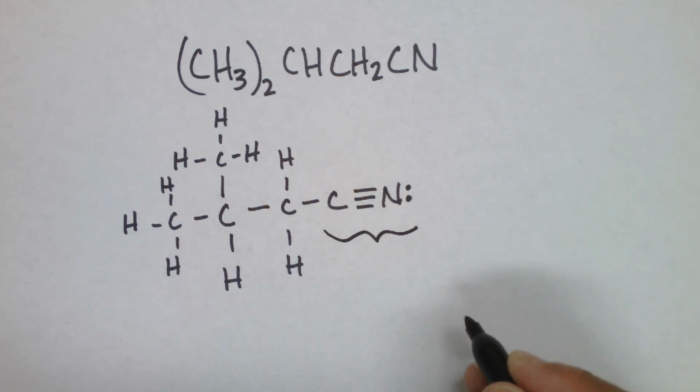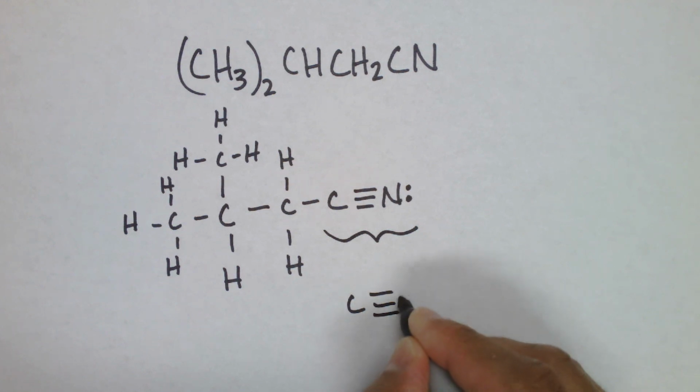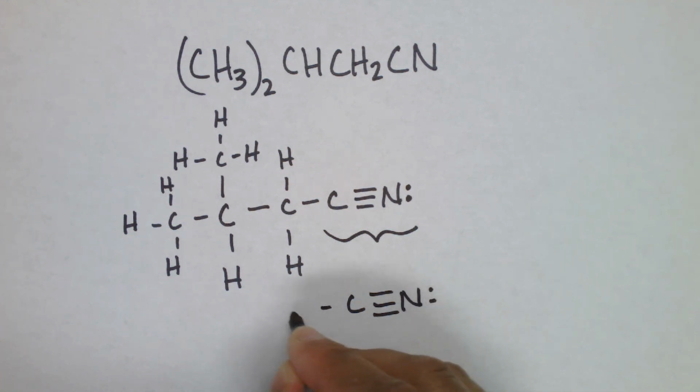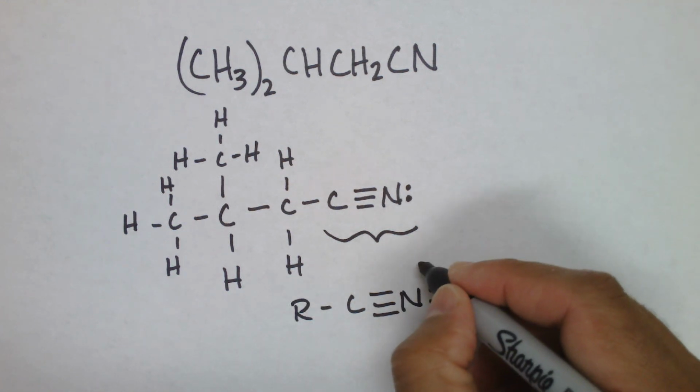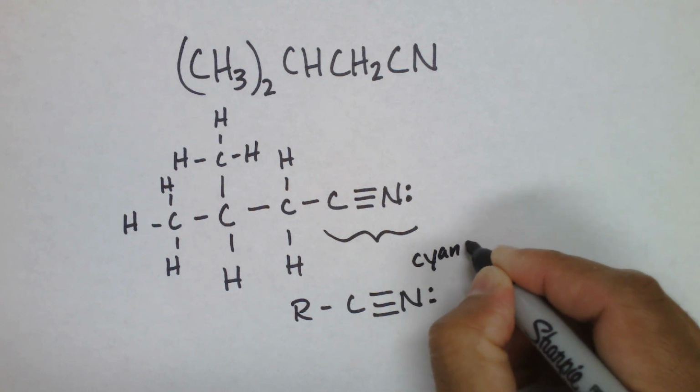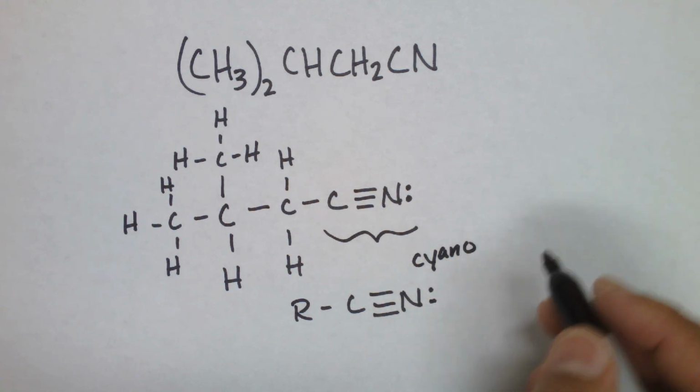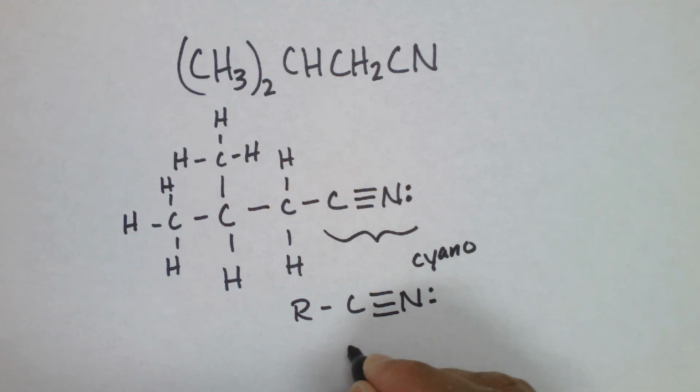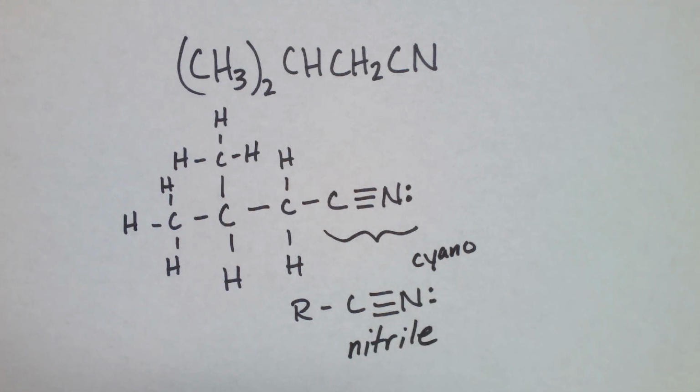This bonding pattern right here is called a cyano group, but also called a nitrile functional group.